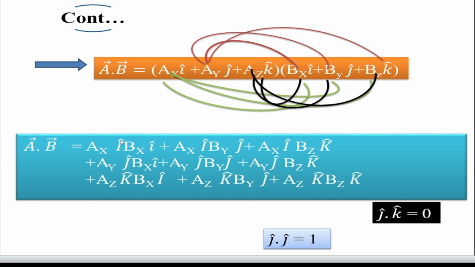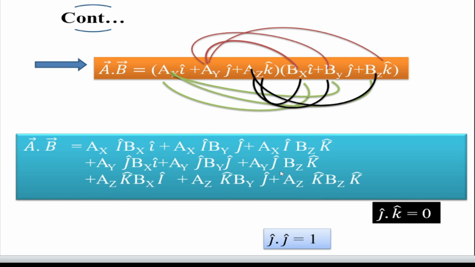Okay? The angle between unit vector I and unit vector I is 0 degrees. That means they are parallel to each other. Look, these vectors, unit vector j and unit vector j, are parallel to each other. That means the angle between them is 0 degrees. Unit vector k and unit vector k are parallel to each other. That means the angle between them is 0 degrees.